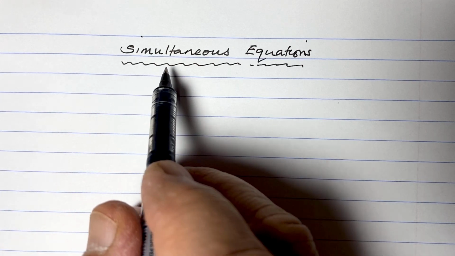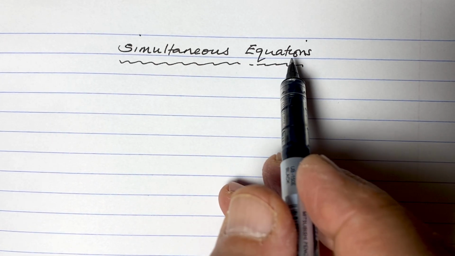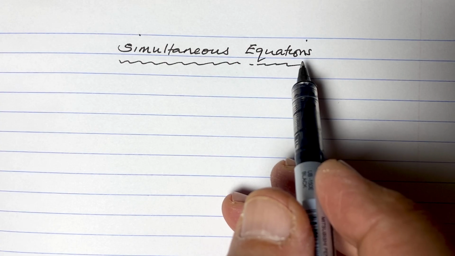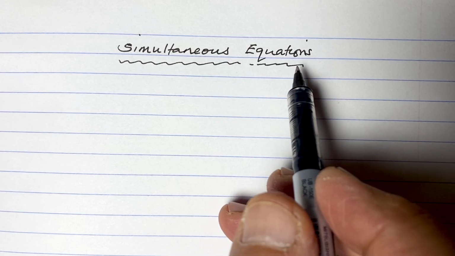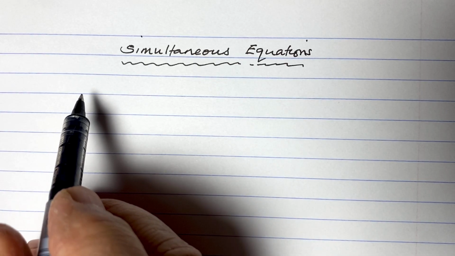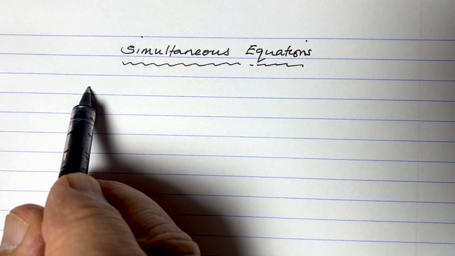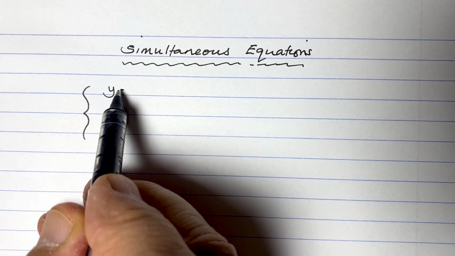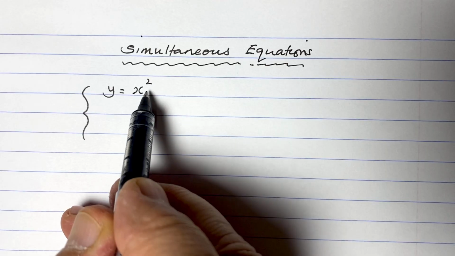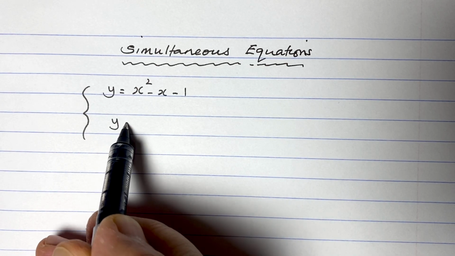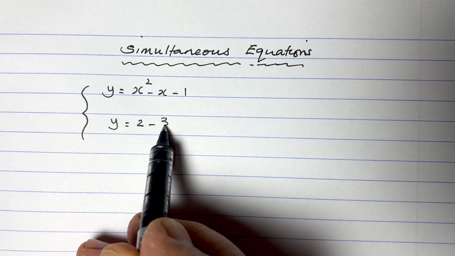I'm continuing with the simultaneous equations. Last time there was an equation of a circle and a straight line. This time I want to have an equation of a parabolic curve with a straight line. For the sake of argument, let my parabolic curve be y equals x squared minus x minus 1, and my line y equals 2 minus 3x.